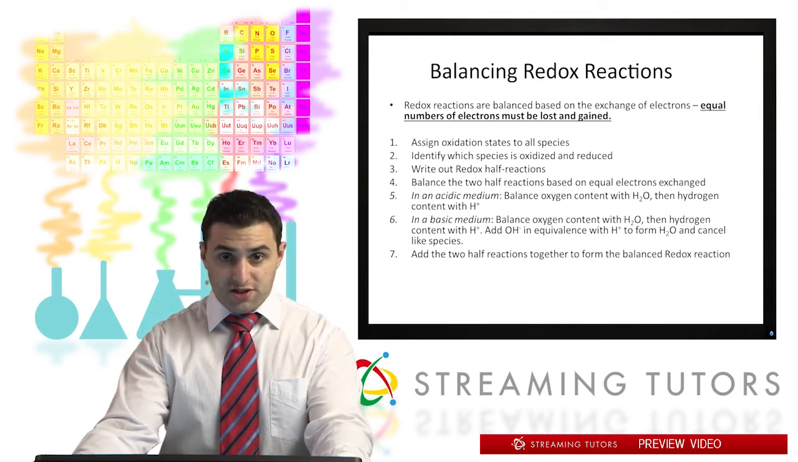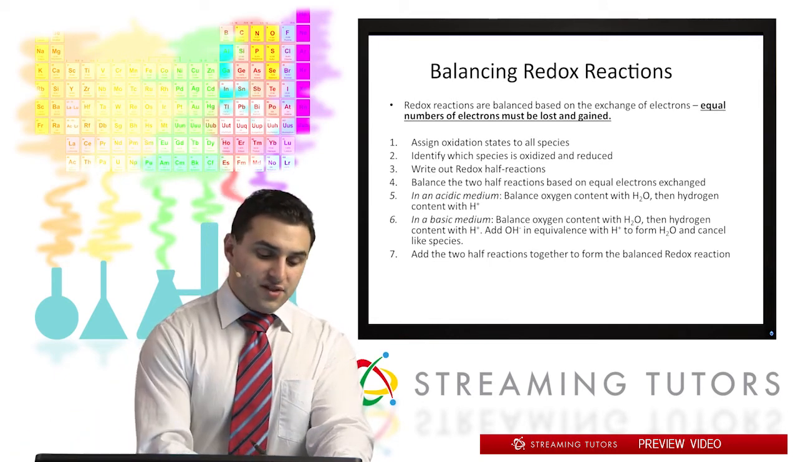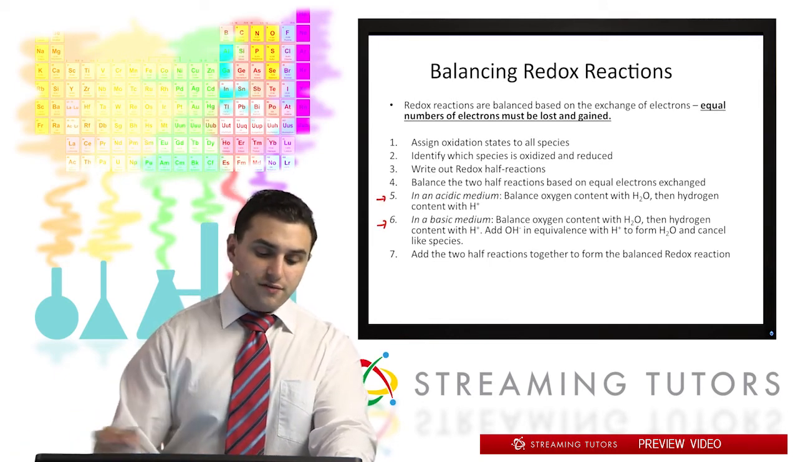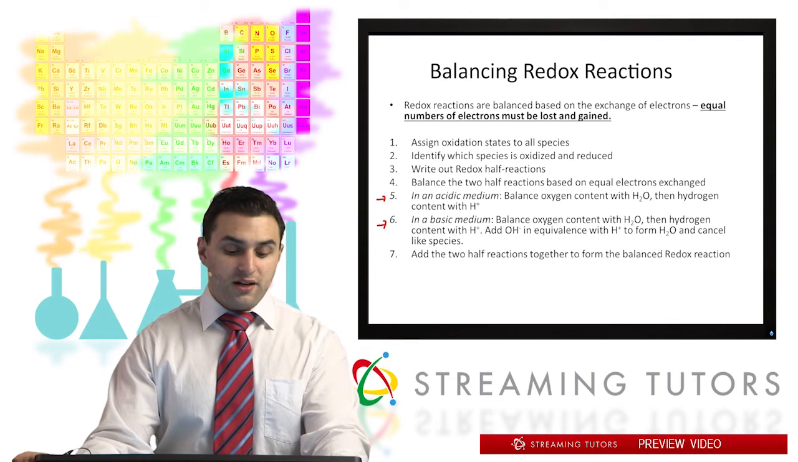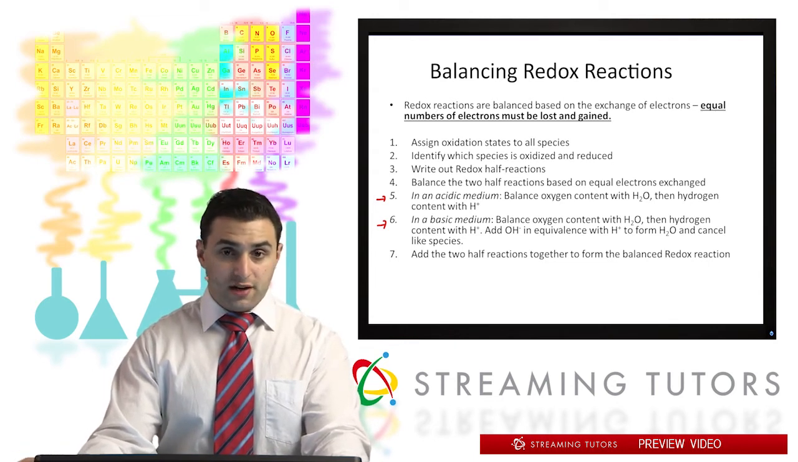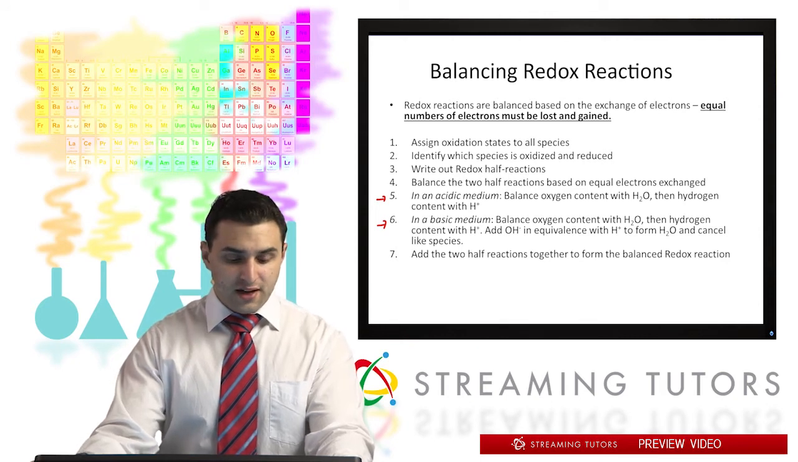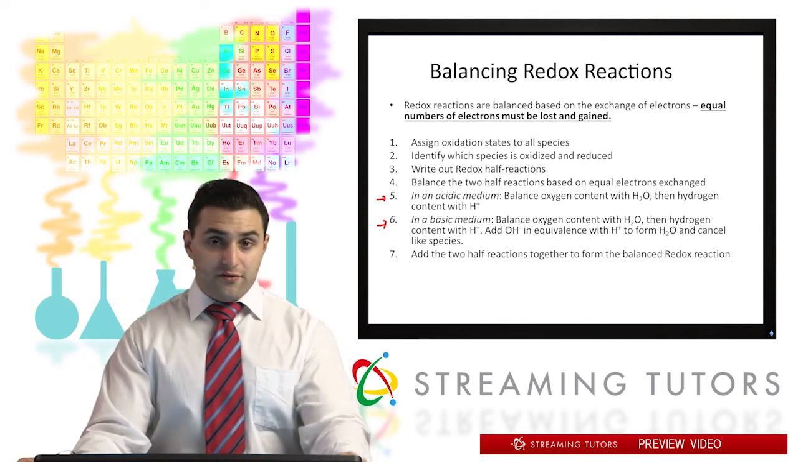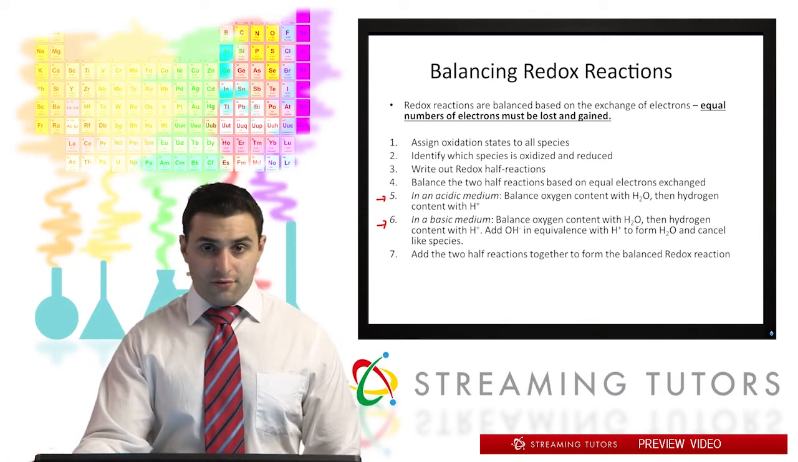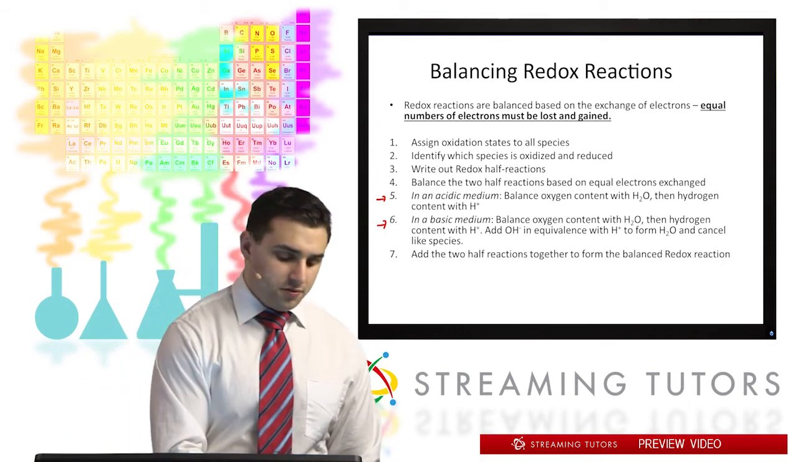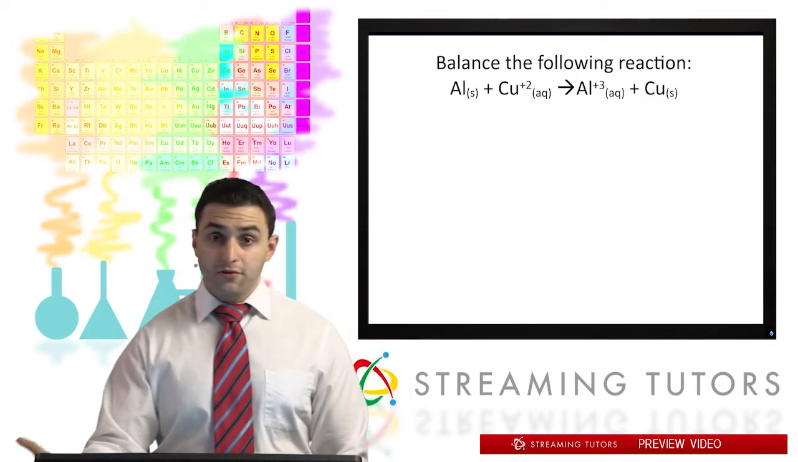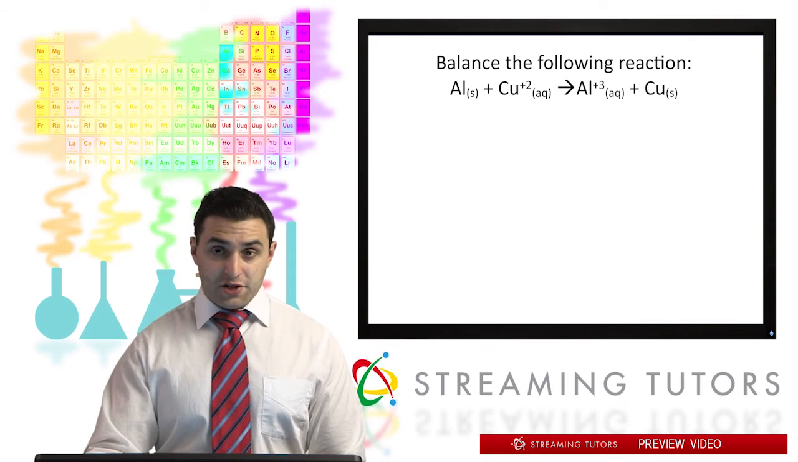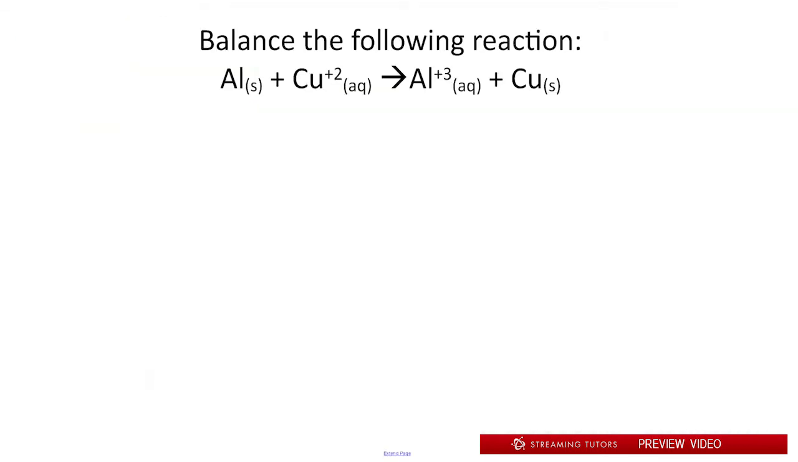In 5 and 6, we just have the details of doing it in an acidic medium or a basic medium. Generally, we're not going to get much into that, but that's just there for your review purposes. And then finally, we're going to just add the half reactions that we balance together to get our final reaction. So, see if you remember how to do a redox reaction. Just balance this pretty simple reaction here. So I'll give you a minute to pause the video and do that.